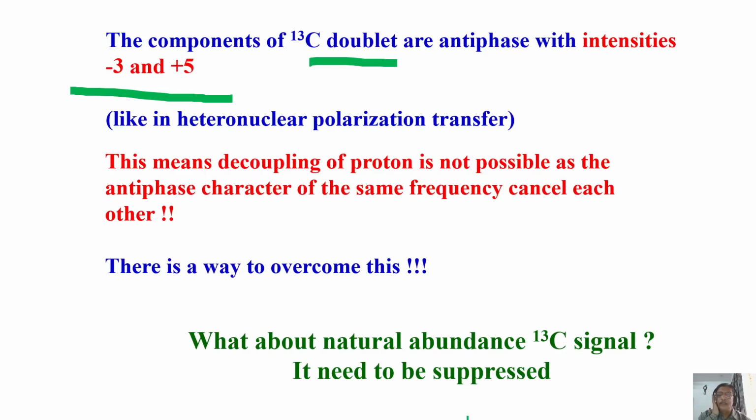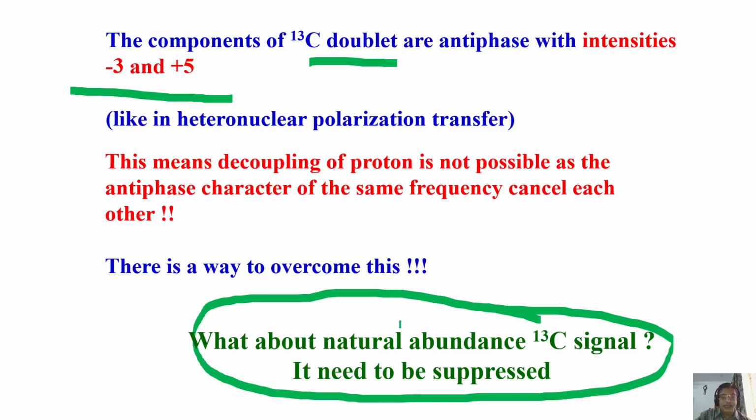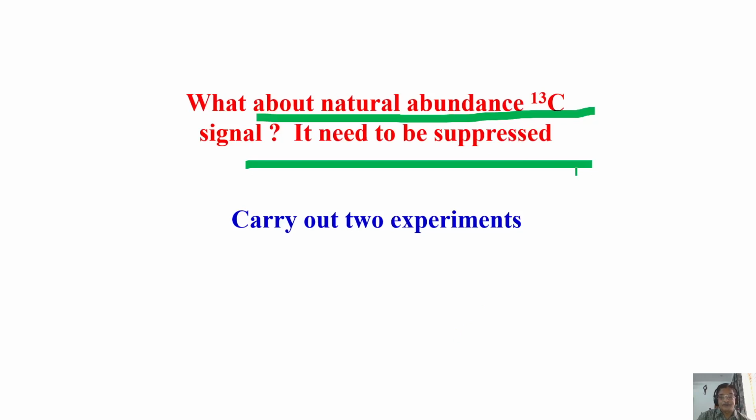In addition to this type of polarization transfer, there is also natural abundance carbon 13 signal. When you are detecting carbon, not only are you detecting the gain here because of polarization transfer, there is also natural abundance carbon signal. We have to suppress that. So how do you suppress that? We can carry out two experiments on this for suppression.